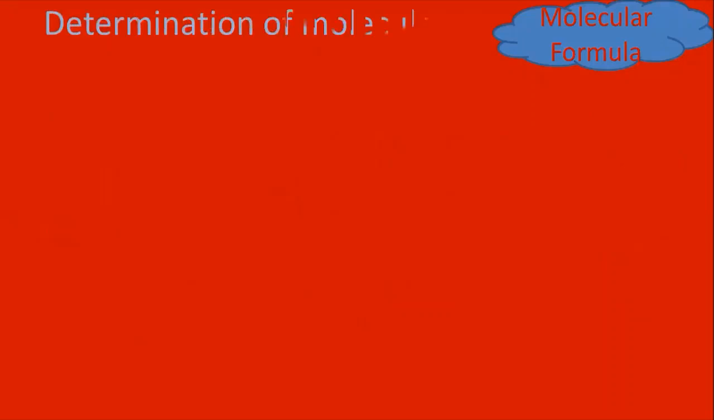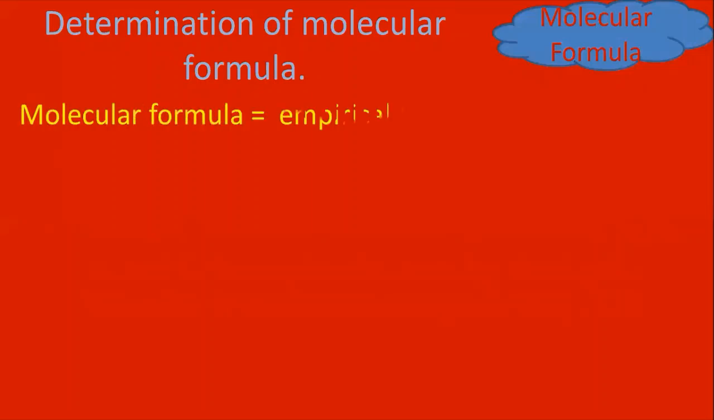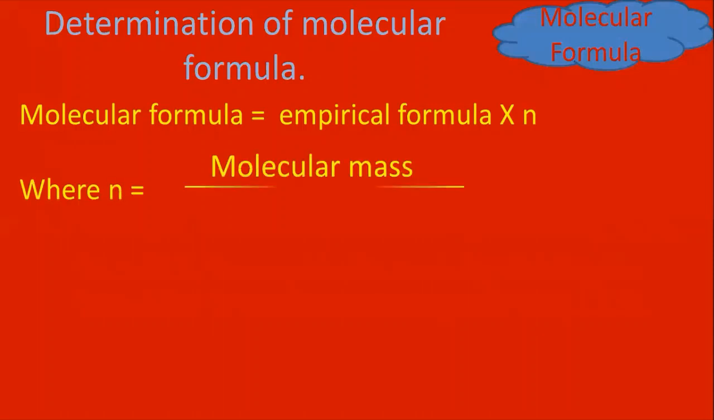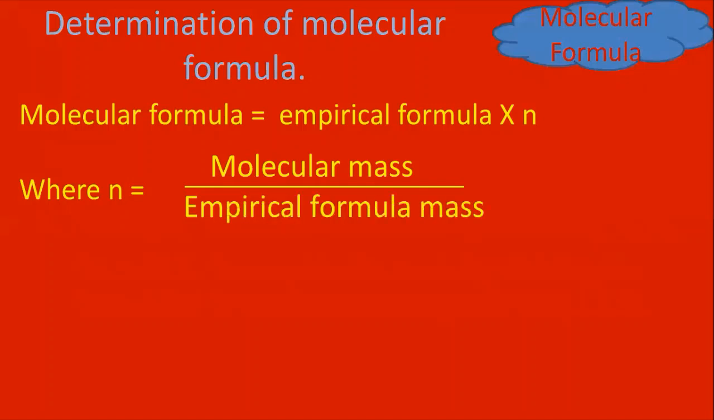Now, how to determine the molecular formula of a compound? If you are given the percentage composition of the compound, how can you determine the molecular formula? There are different steps. Molecular formula is equal to empirical formula into N, where N is an integer. It may be 1, 2, 3 or so on, and N can be found by the formula molecular mass divided by empirical formula mass.